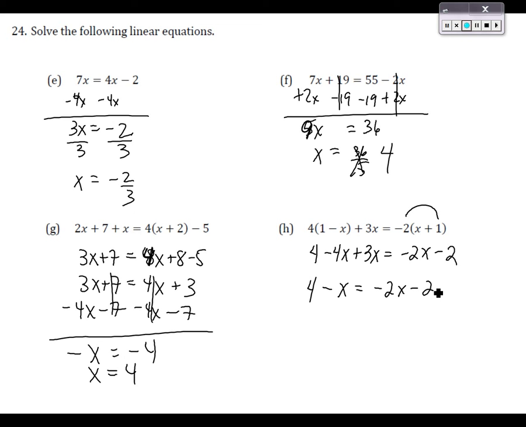Moving my x's to the left and my constants to the right, as you can see, is my preference. 2x, I'm adding, and 4, I'm subtracting. This cancels, I get x is equal to, this cancels, negative 6.